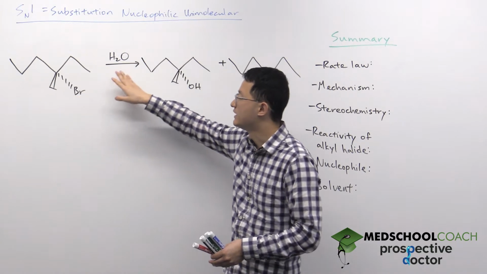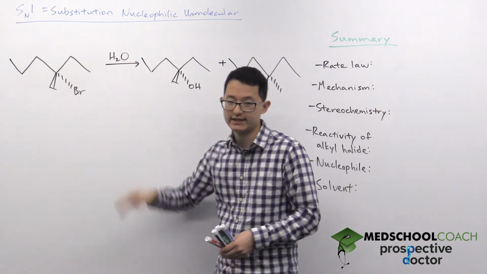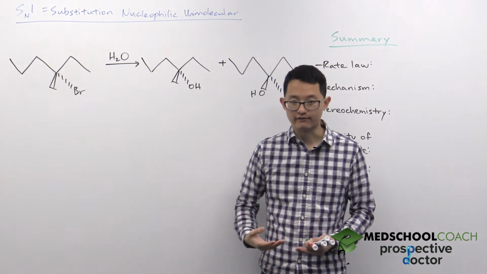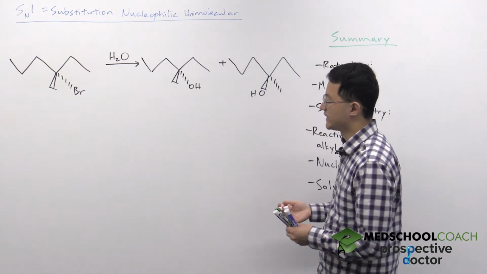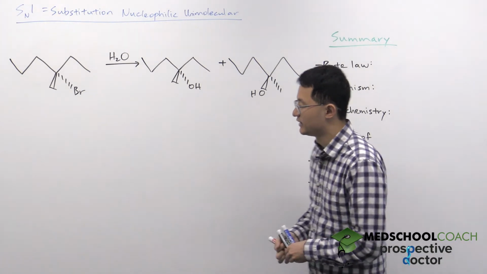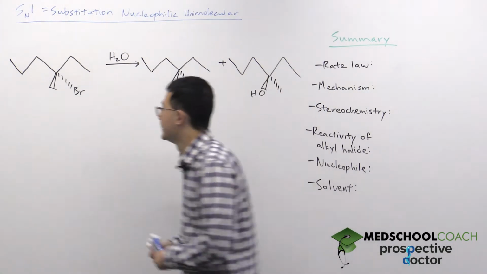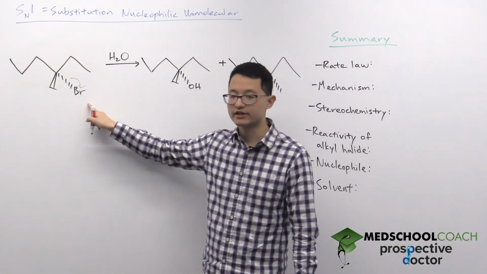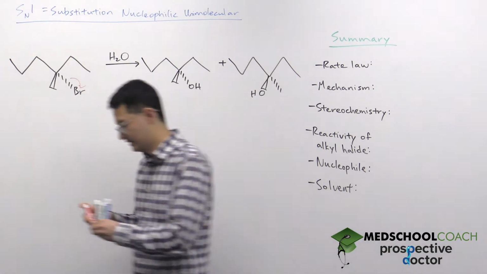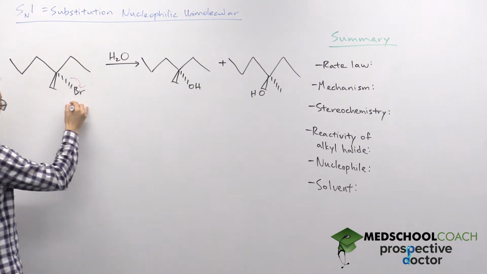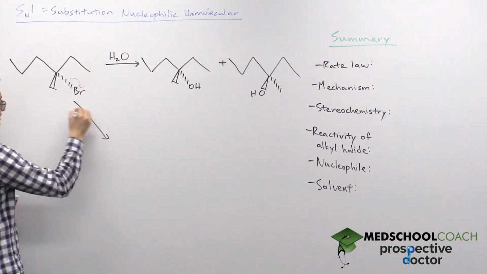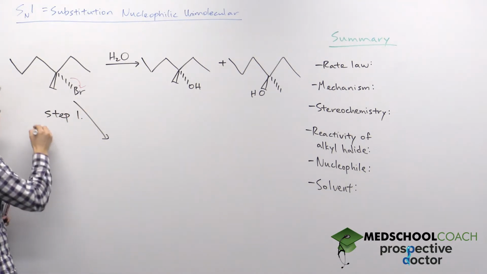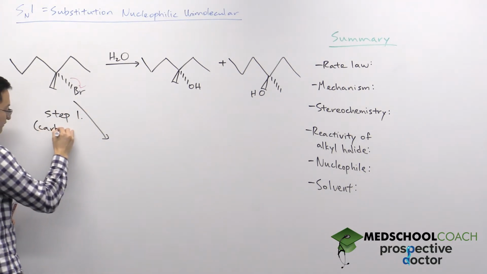Here we've got an example where we've got our alkyl halide, and this time our reaction is going to be done in water as the solvent. And in this case, the solvent is also going to act as the nucleophile. The mechanism here is going to be different from SN2. There's going to be two steps. In the first step, the leaving group is going to go ahead and take off. So here, this is going to be the first step, step 1. And step 1 is carbocation formation.